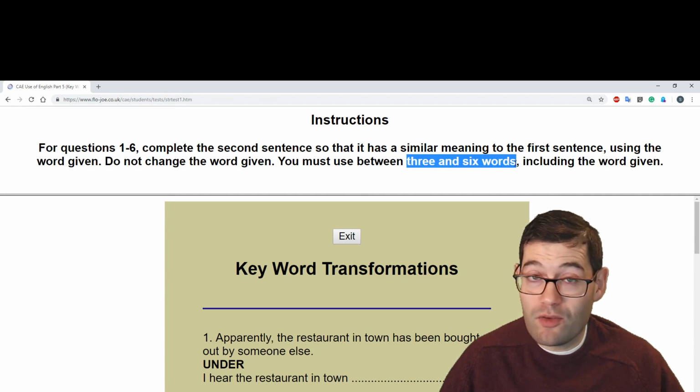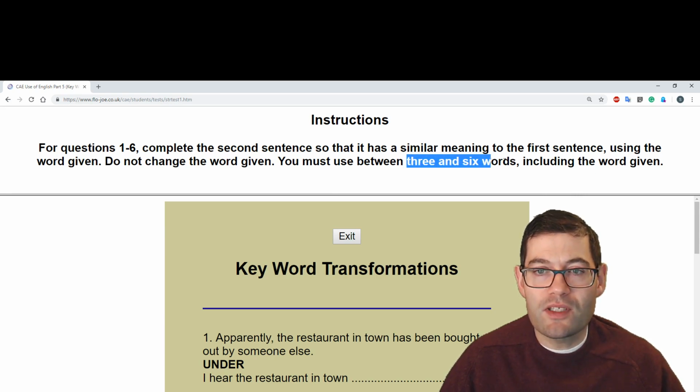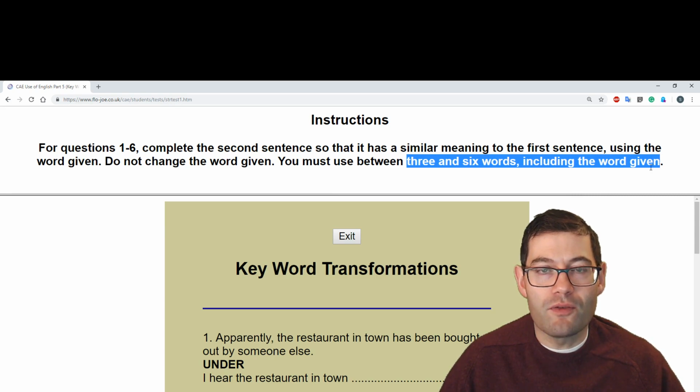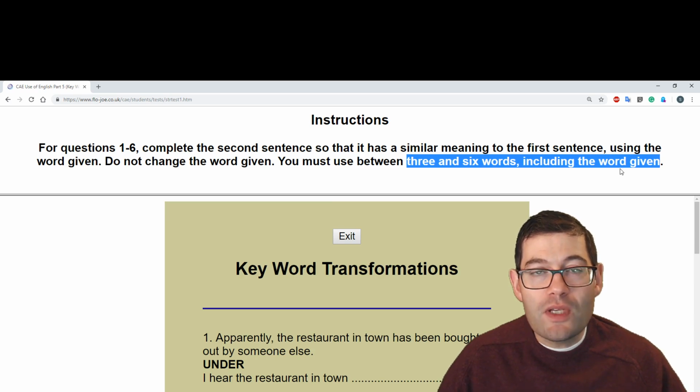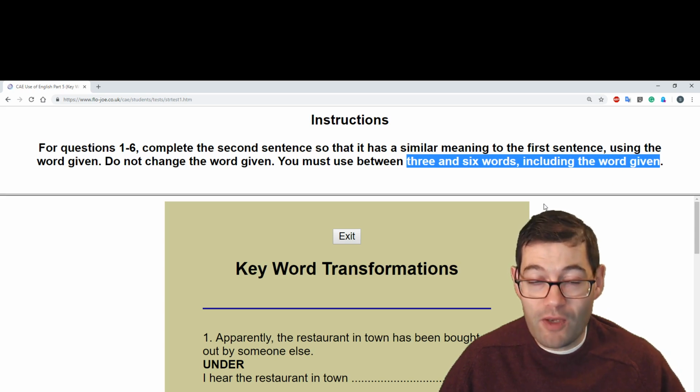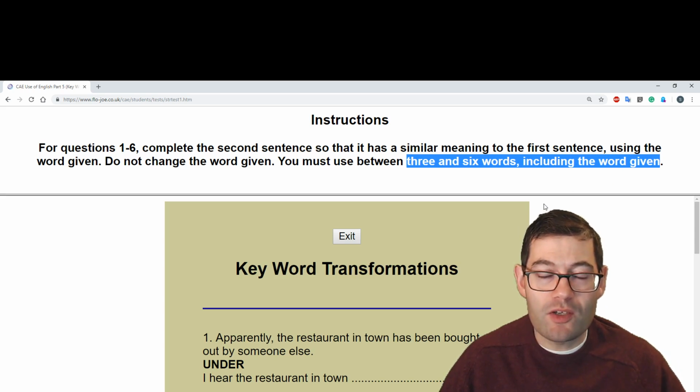So in case you think of a 2-word answer, you're going to be wrong. You're not going to get any points. And of course, that 3 to 6 word answer must include the word which is given. So simple housekeeping rules. What do you need in order to do well in this keyword transformation exercise? You need a very good range of English vocabulary, a very good range of English grammar.